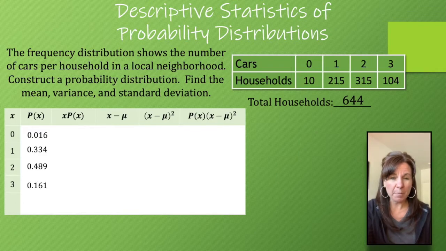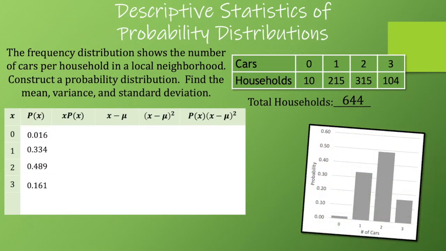So we found the probability of each random variable, and we could graph that into a lovely probability distribution. But we're going to continue on to find the mean. So to find the mean, we're going to take x times p of x for each of these. So 0 times 0.016, which is basically 0, okay? And then 1 times 0.334, which is 0.334, 2 times 0.489, which is 0.978, and 3 times 0.161, which is 0.484. So pause the video at any time if you want to write this down or catch up on anything.